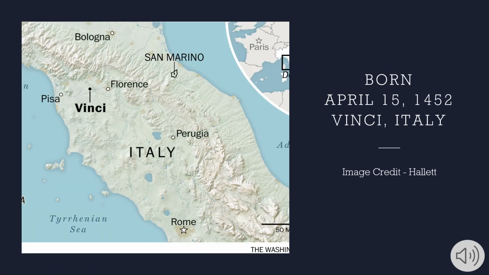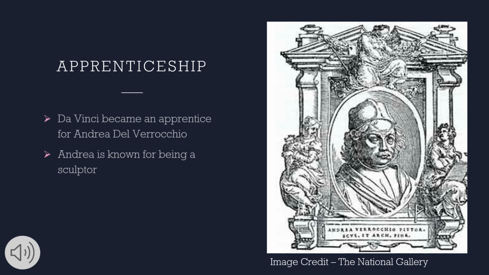Leonardo da Vinci was born on April 15th, 1452 in Vinci, Italy. At the age of 15 years old, da Vinci was accepted into an apprenticeship position for Andrea del Verrocchio. Andrea was known for his work as a sculptor, but also practiced painting. A lot of da Vinci's early work seemed to be inspired by Andrea.